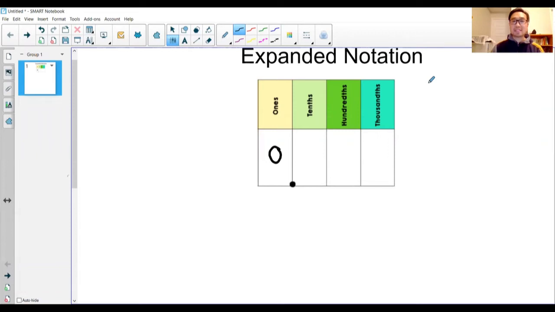When we think about expanded notation, we're thinking about representing what each digit in its place value really means.